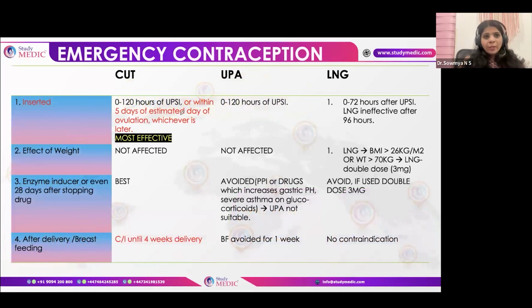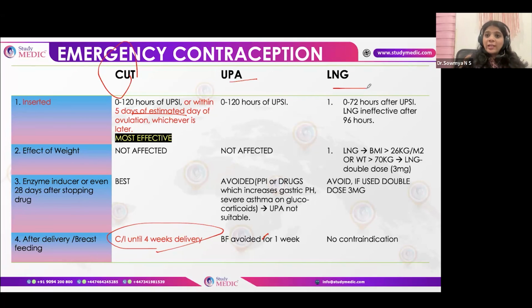And a word about emergency contraception, the best has always been the copper T, but you have to make sure of the duration. If they are within 5 days of estimated day of ovulation only, you'll be able to give. And usually there are no contraindications except within 4 weeks. Then ulipristal acetate, it is avoided if they are on any enzyme inducers. And this is again one of the best things for oral emergency contraception. But breastfeeding has to be avoided for 1 week.